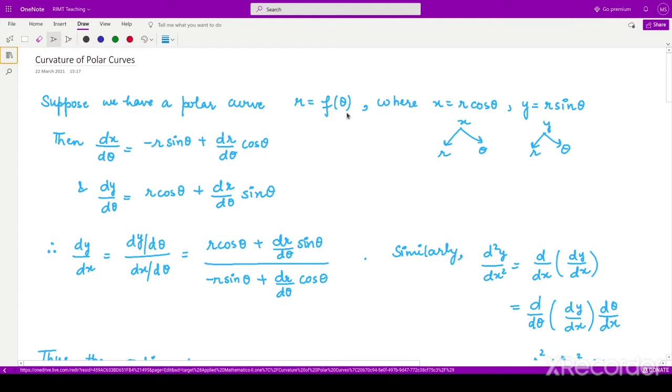For polar curves, we have discussed in the previous class that we have two coordinates, one is r, one is theta. So your curve would be defined something like this: r is equal to some function of theta, where you know the relation between Cartesian and polar coordinates, that is x is equal to r cos theta and y is equal to r sin theta. So that means both x and y are functions of r and theta. So this is known using these relations.